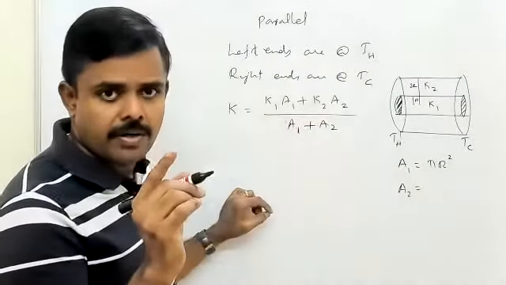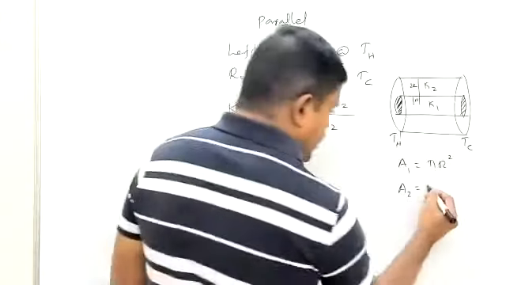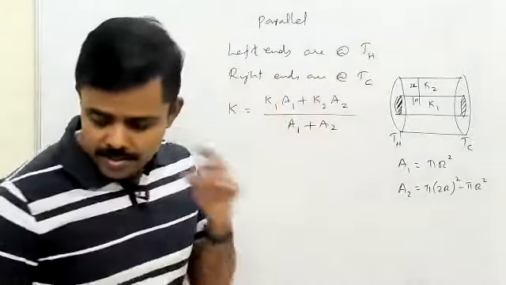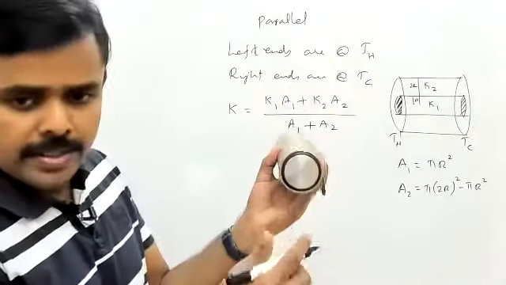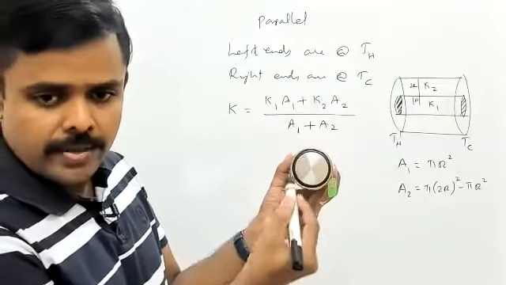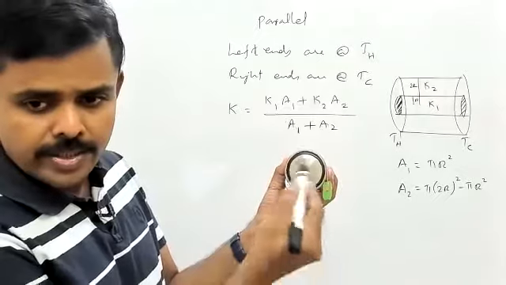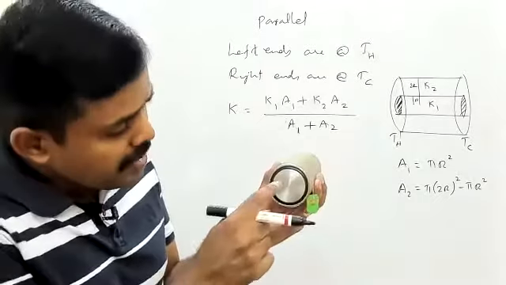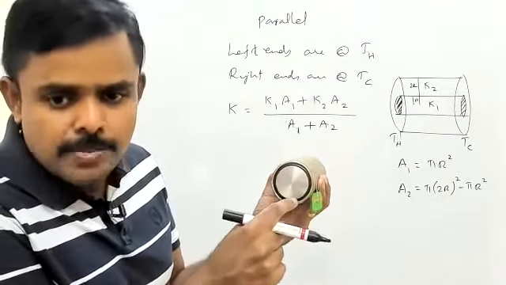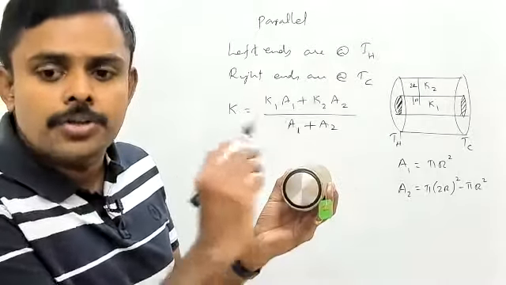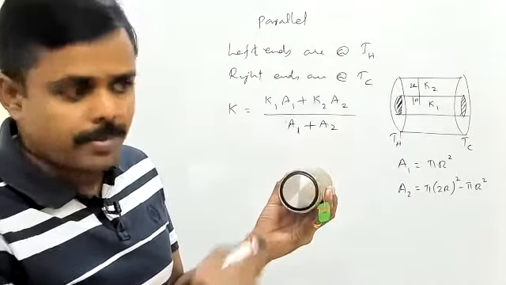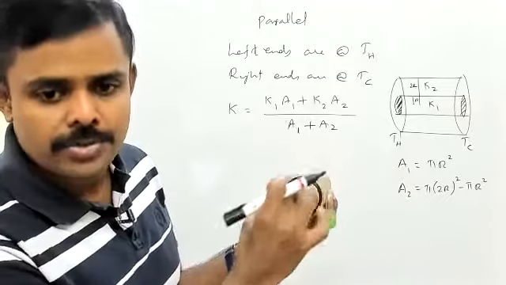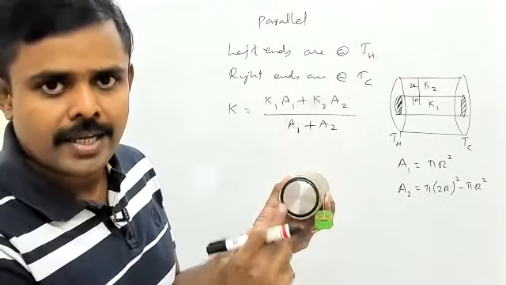A1 is pi r square. Second area you have to be very careful. For the outer cylindrical shell, the area is pi into 2r the whole square minus pi r square. Why? Look at this. The white color area is pi r square, the inner cylinder. And for the bigger one, it is pi into 2r the whole square because the radius is 2r. I need the area of the black portion only, the area of the ring.